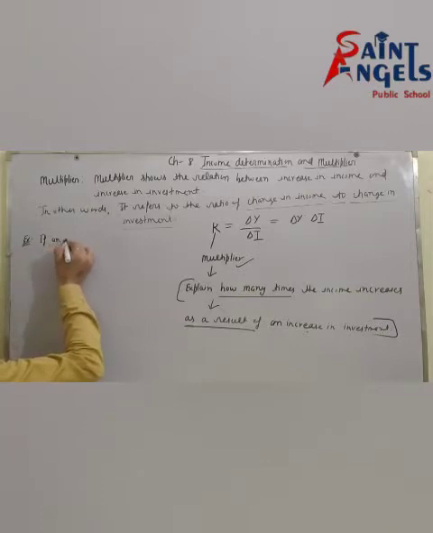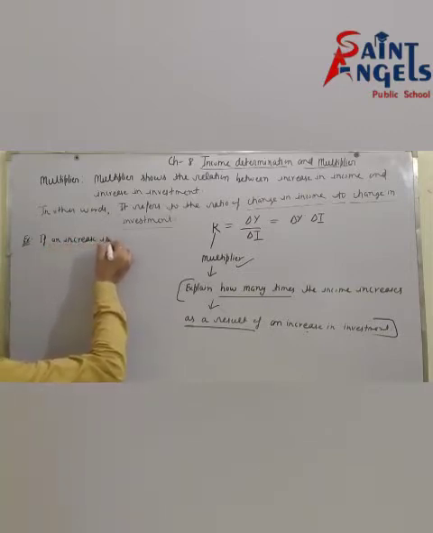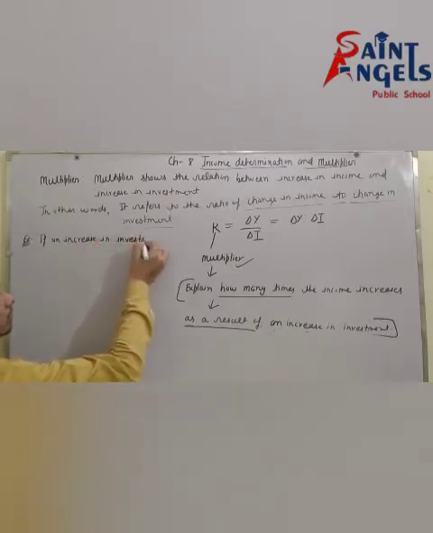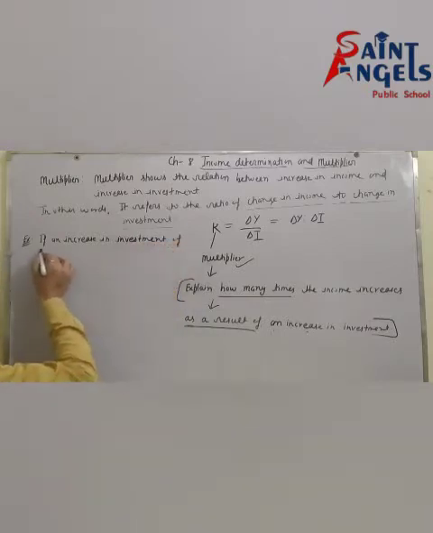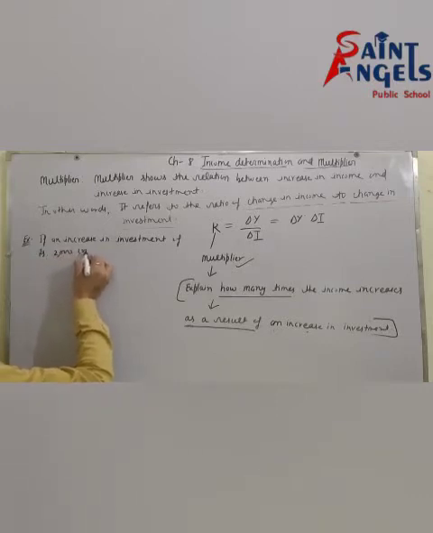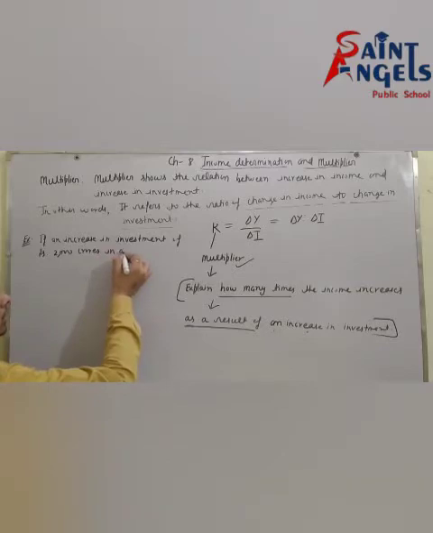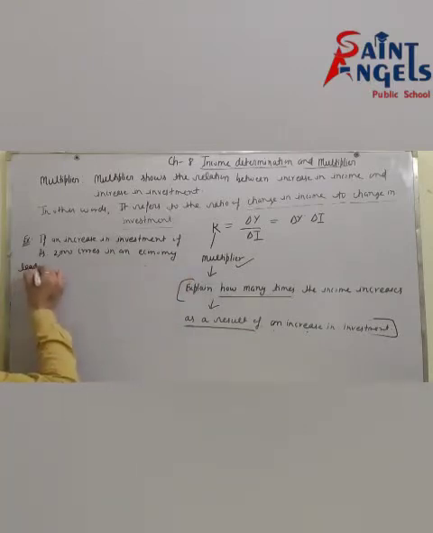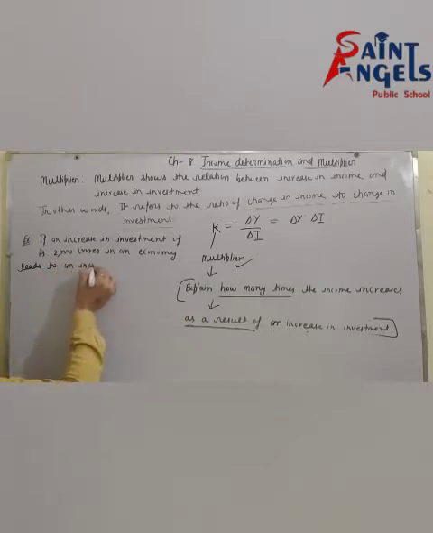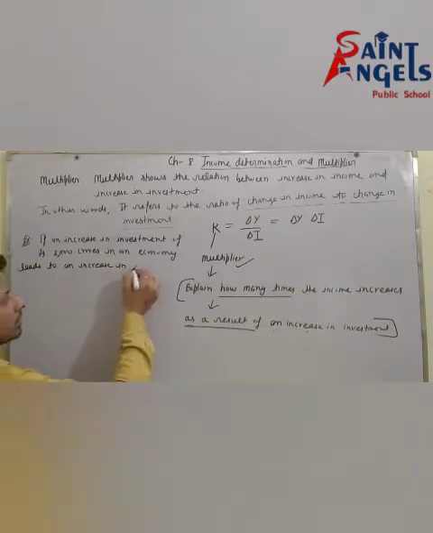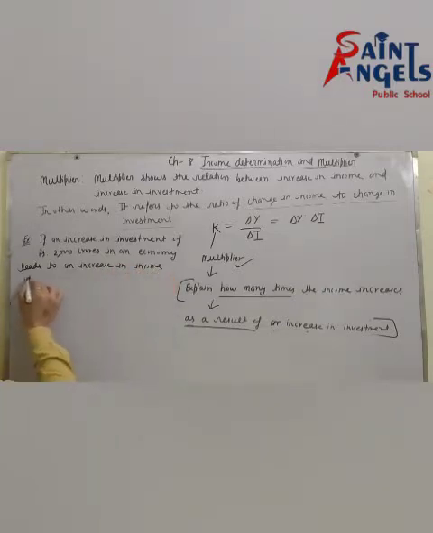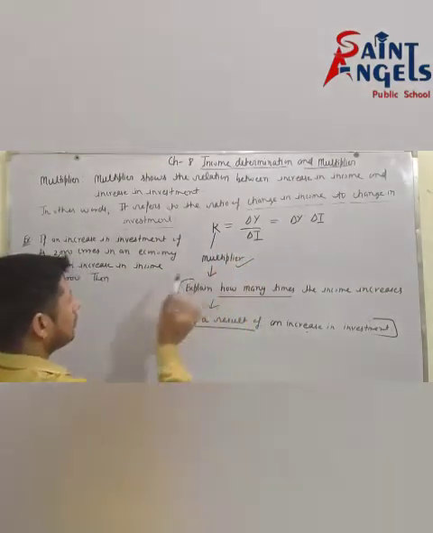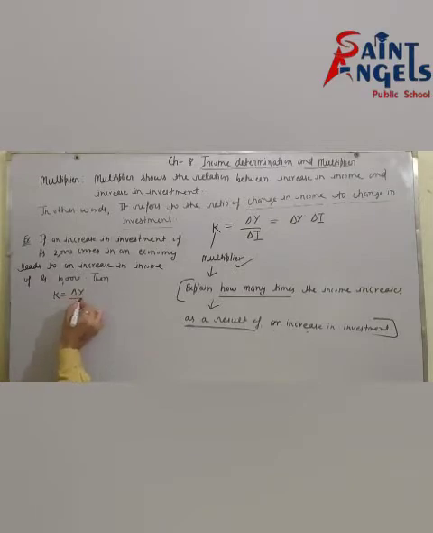If an increase in investment of rupees 2000 crores in an economy leads to an increase in income of rupees 10,000, then you know what is the formula of K? K is equal to delta Y divided by delta I.